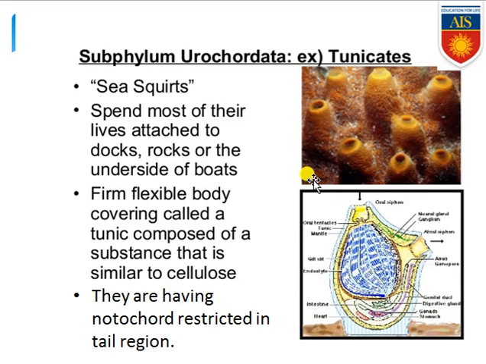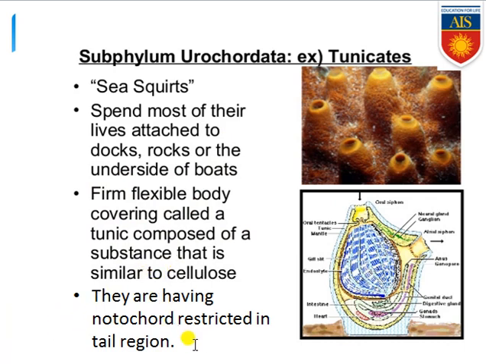First of all, we are starting with the subphylum Urochordata. Obviously the representative organism of this subphylum is the sea squirt. The structure of the sea squirt is also shown here. They spend most of their lives attached to rocks or the underside of boats. They are in a firm condition, and their body has a flexible covering called the tunic, and that's why they are commonly known as tunicates.